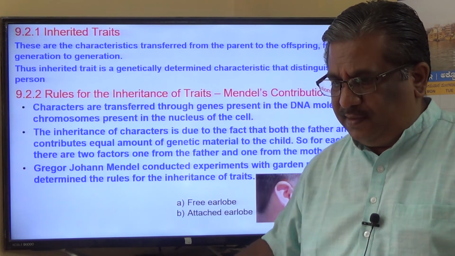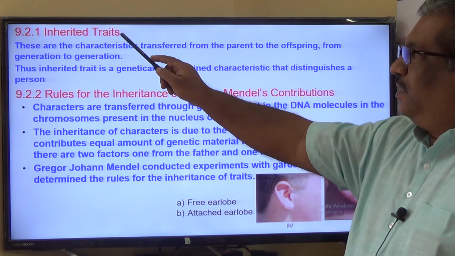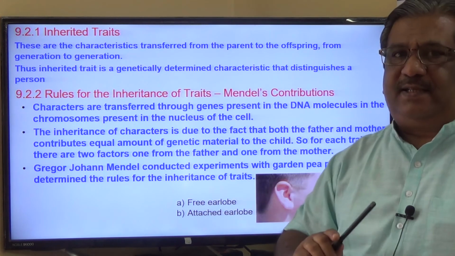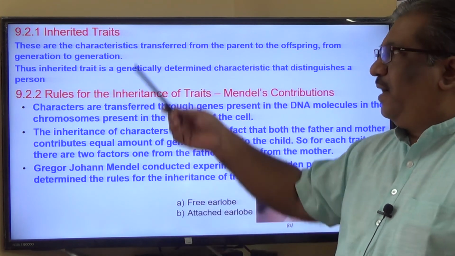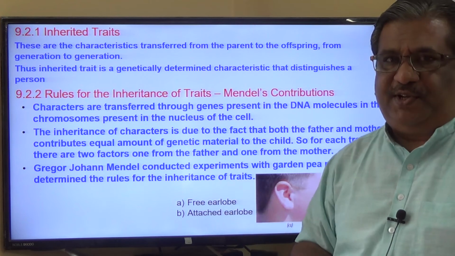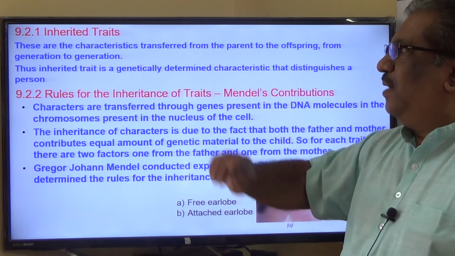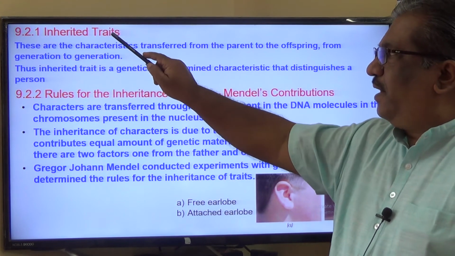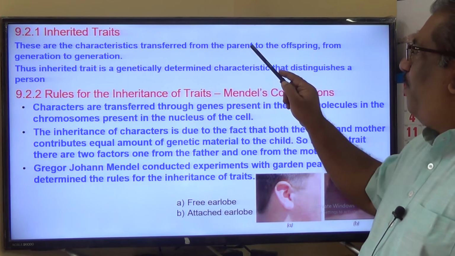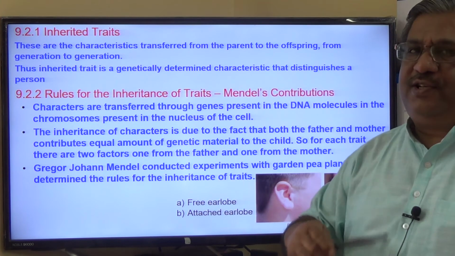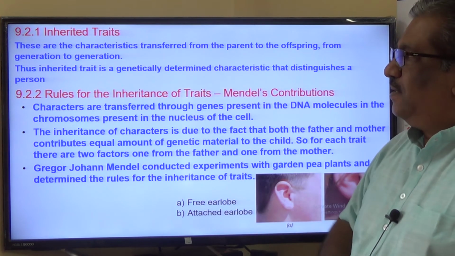Next, what are inherited traits? The traits or the characteristics, see here, characteristics or traits are one and the same. Traits mean the visible features. Characteristics also mean the visible features. So both are the same. Inherited traits are the characteristics that are transferred from parent to the offsprings from generation to generation. That is called inherited traits.